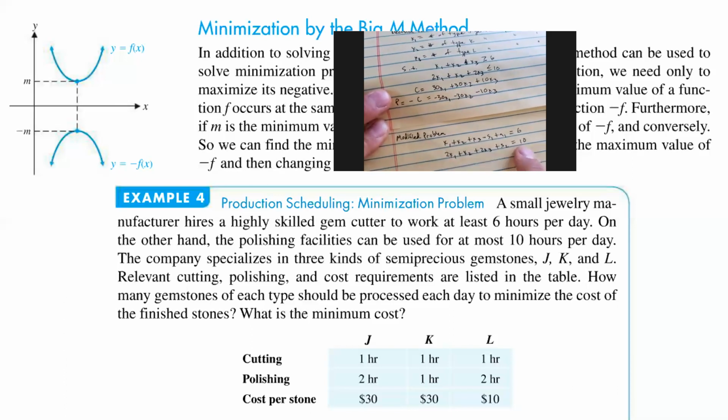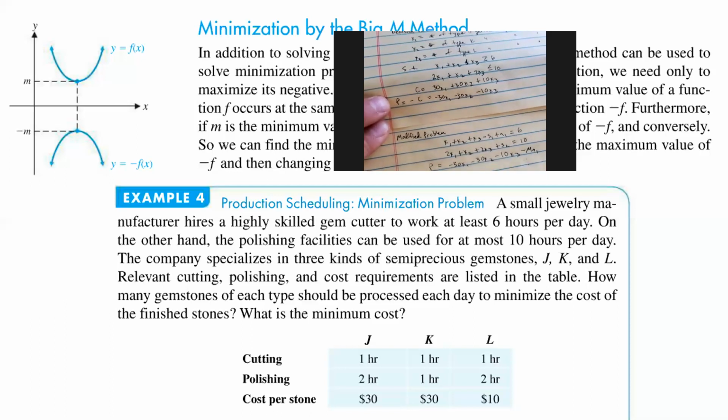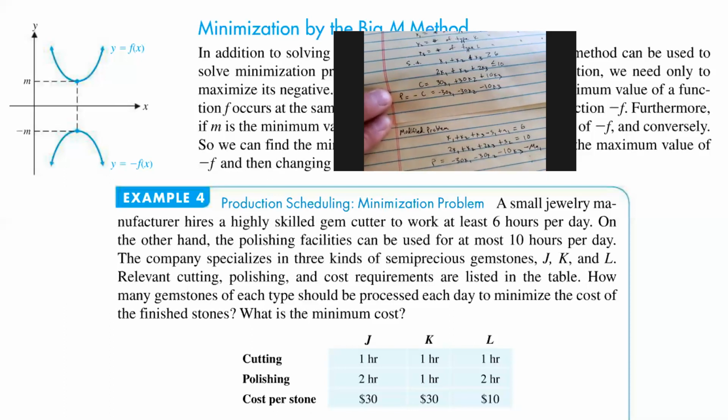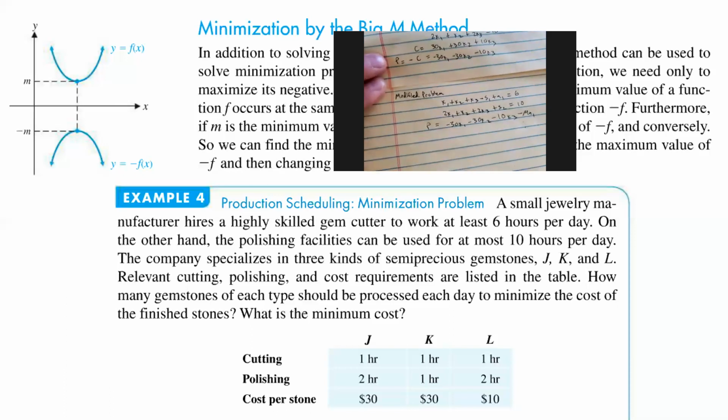All right, now the next thing I need to do is I have my profit equals negative 30x sub 1 minus 30x sub 2 minus 10x sub 3. And in this case, I'm going to subtract off MA1. And now I have my modified problem, and I can go through the same exact steps I've done previously. So again, I would put this into the simplex tableau. So we'll go through and do that together.